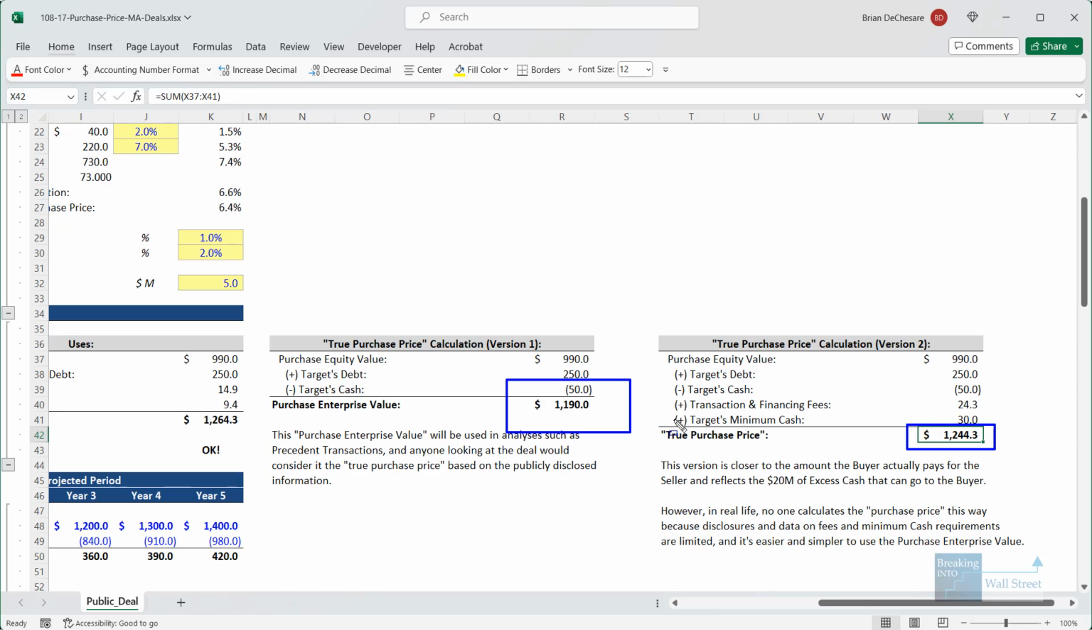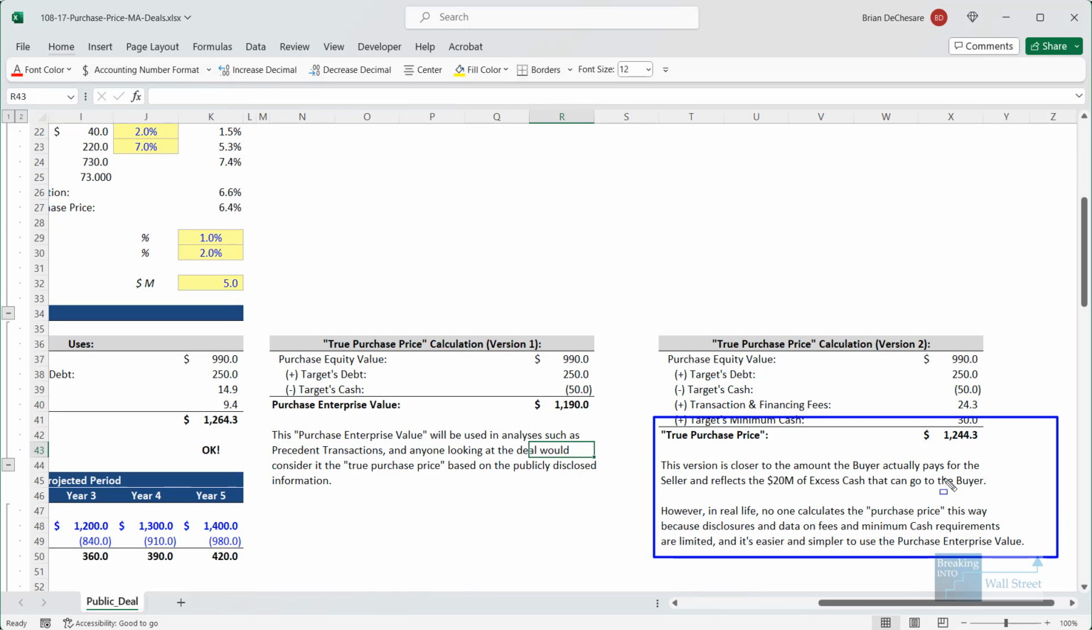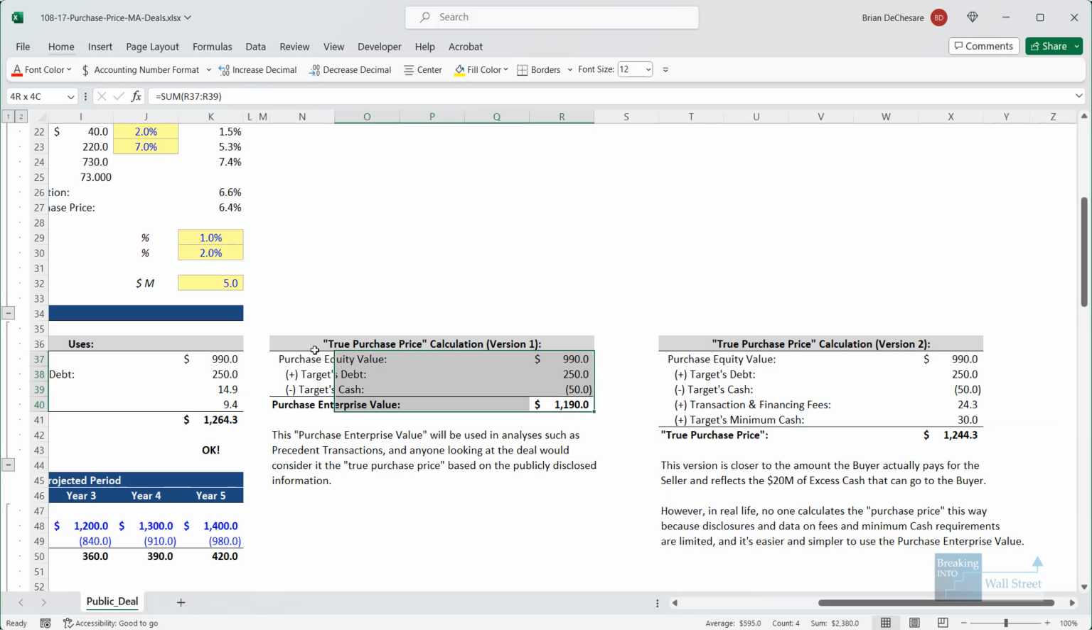So there is a difference because of the fact that we're including these fees and also the minimum cash balance that the buyer needs to fund, but it's not really a huge difference. And because of the fact that this data is not readily available in most cases, most people will simply use the purchase enterprise value. So that's that.